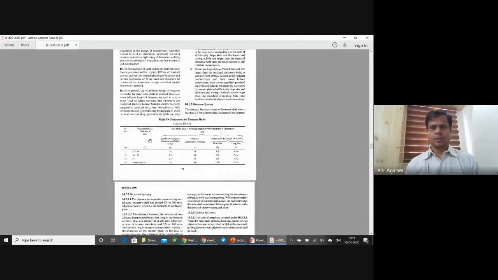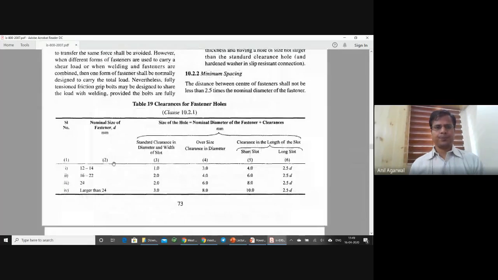Yes. You can see this table. Here it is giving the nominal size of the fastener, that is the diameter of the fastener, and size of the hole, which is saying size of the hole should be equal to nominal diameter of the fastener plus the clearance. So if you have a bolt of diameter 12 to 14, you need to have a clearance of 1 millimeter. That means a 14 mm diameter bolt requires a hole of 15 mm. Similarly, if you have a 22 mm or 20 mm diameter bolt, you need to keep 2 millimeter extra for the hole. And the purpose for this is to accommodate any misalignments of the hole.